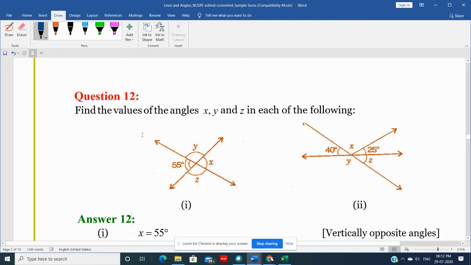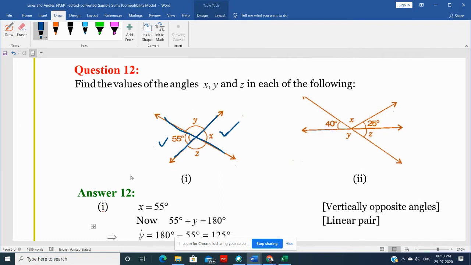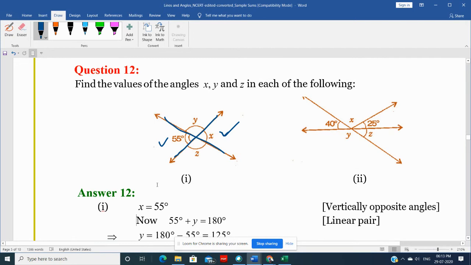See, find the value of x. First of all, if I take this x, I can see easily that this is making vertically opposite angles. These are vertically opposite angles. So if this is 55, this has to be 55. All right. So we can easily get that x is equal to 55. Now, this x is equal to 55 because vertically opposite angle. You need to write down this, okay? Because you need to show them the reason why it is 55, because they are vertically opposite angles.